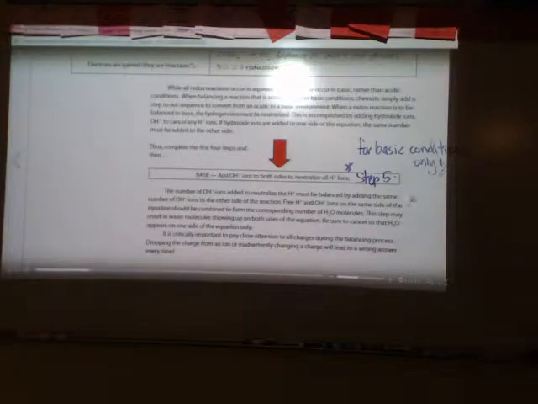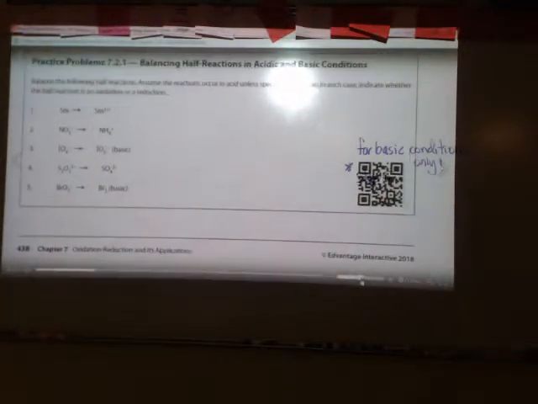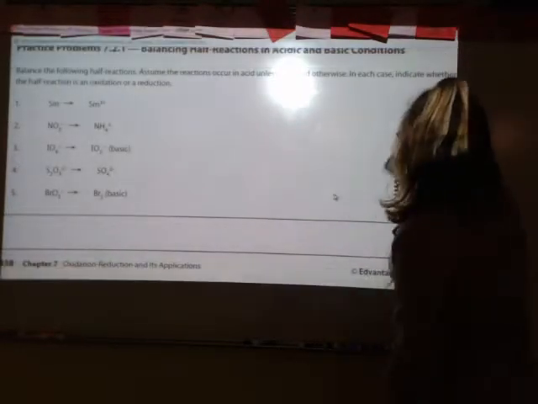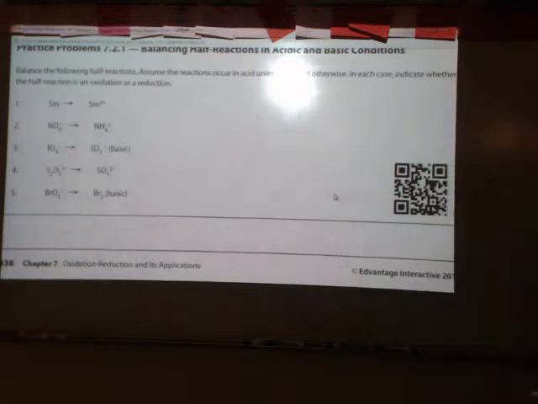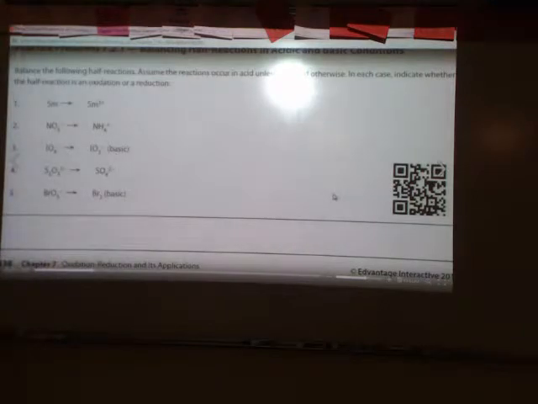Let's take a look at sample problem number 1. We're going to balance the following half reactions, and we're going to assume that the reactions occur in acid unless stated otherwise, and then we're going to indicate whether the half reaction we're looking at is an oxidation or a reduction half reaction.